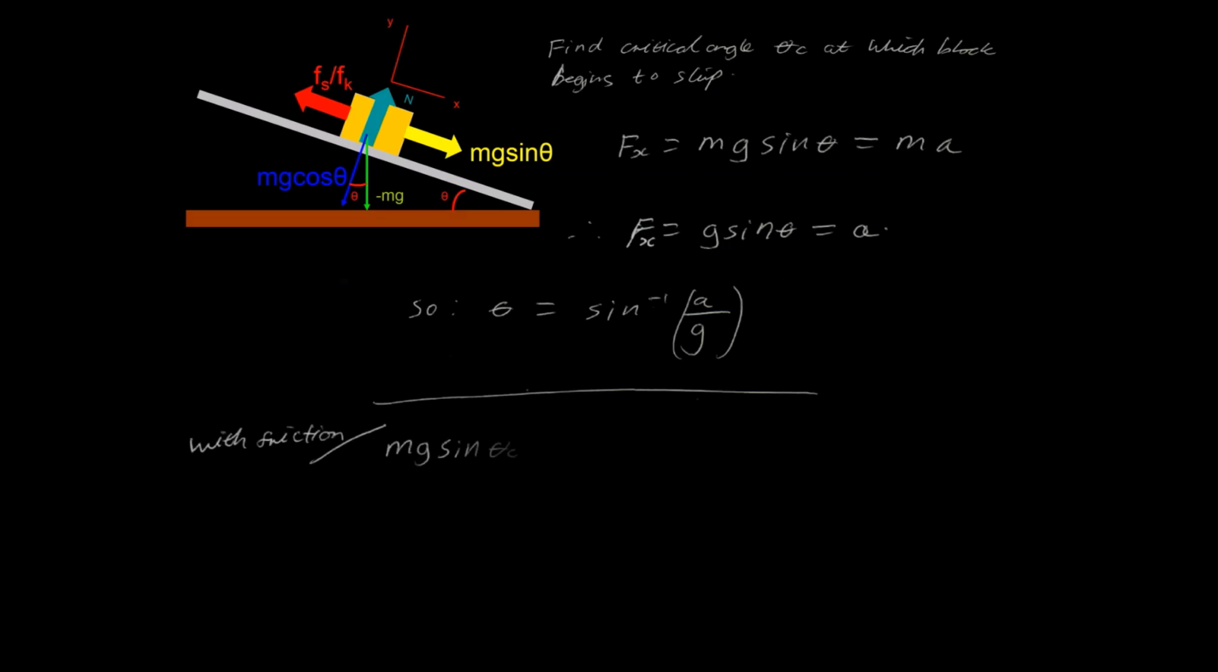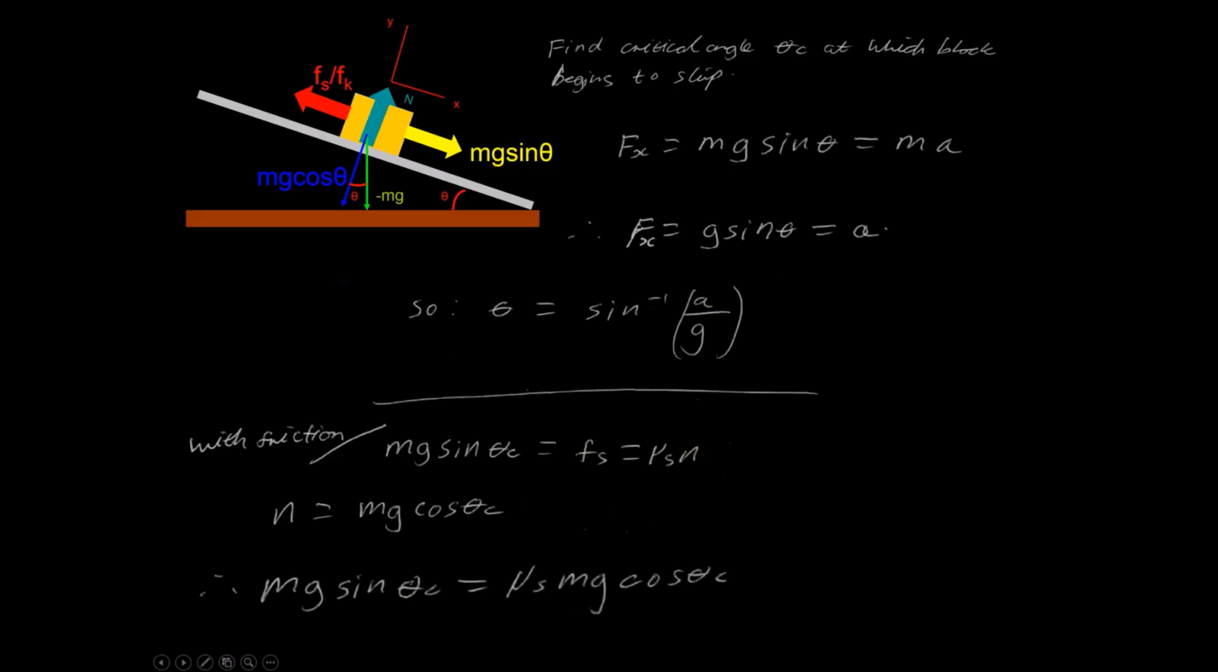So with friction, mg sine theta c will equal Fs. The force down the slope equals the force of static friction right before the block slips and moves into Fk. If this equals Fs, it also equals mu n. Our n in this case, remember, is mg cos theta c, because we're looking at the critical angle. So mg sine theta c is equal to mu mg cos theta c. And I hope you can see where we're going with this.